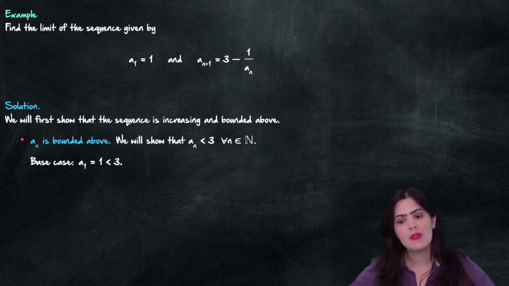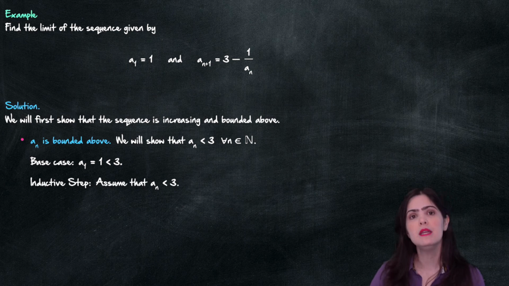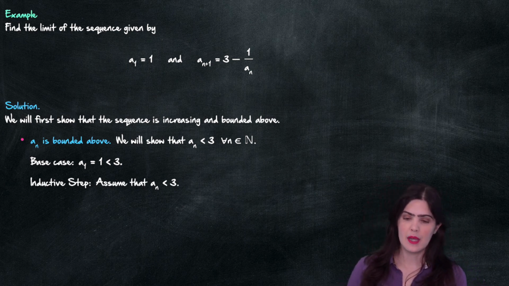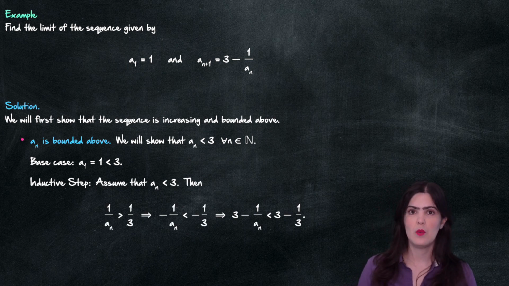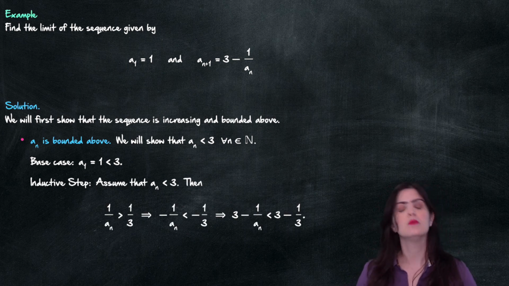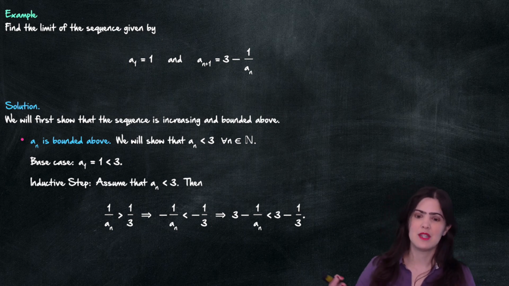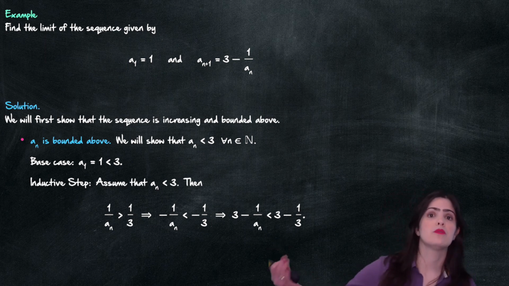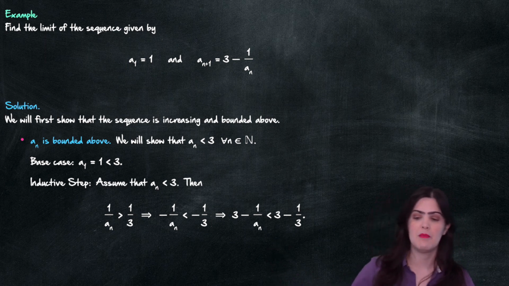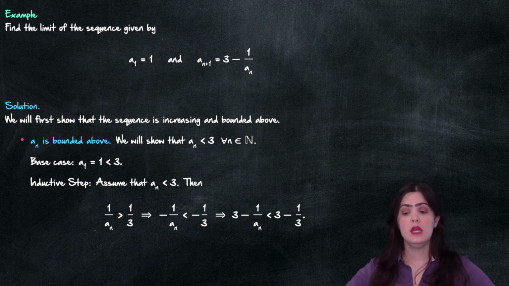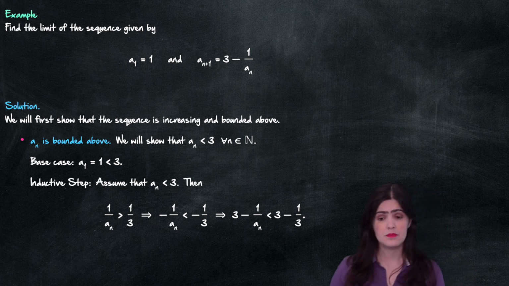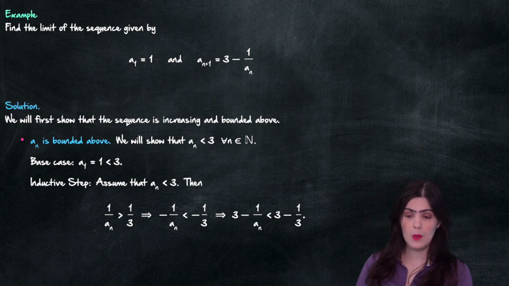Now we're going to assume that this is true for n, so we're going to assume that an is less than 3, and we need to show that an plus 1 is less than 3. Okay, so if an is less than 3, then we know that 1 over an is bigger than 1 over 3. But now we have a negative sign, so minus 1 over an is less than minus 1 over 3. But then add 3 to both sides and we end up with 3 minus 1 over an is less than 3 minus 1 over 3.